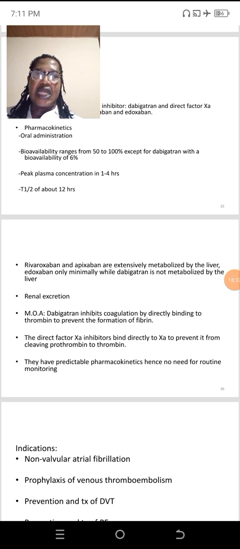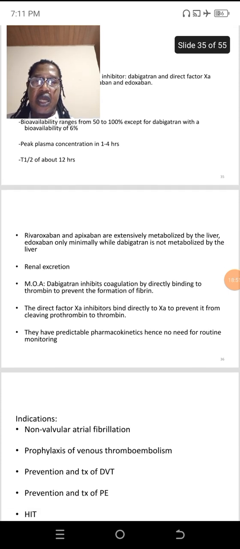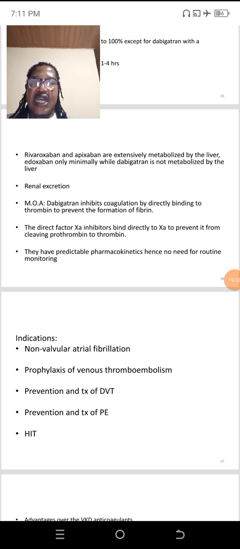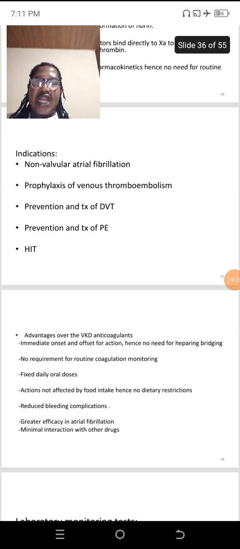And the direct factor 10 inhibitors, as their name implies, bind directly to factor 10A to prevent it from cleaving prothrombin to thrombin. All the drugs have predictable pharmacokinetics, and because of this, there is no need for routine laboratory monitoring. Indications for these drugs include non-valvular atrial fibrillation, prophylaxis of venous thromboembolism, prevention and treatment of deep venous thrombosis, prevention and treatment of pulmonary embolism, heparin-induced thrombocytopenia.